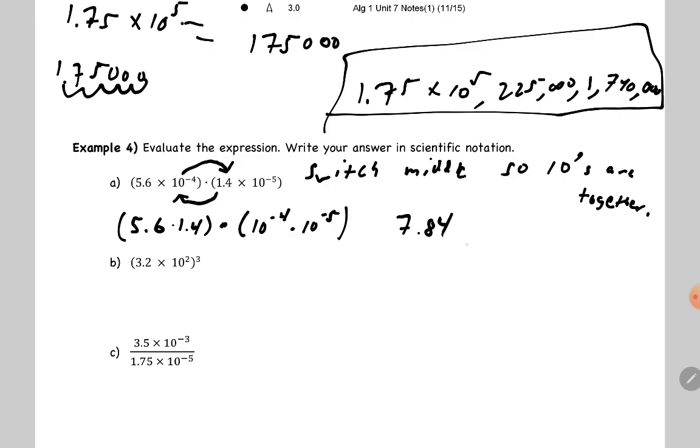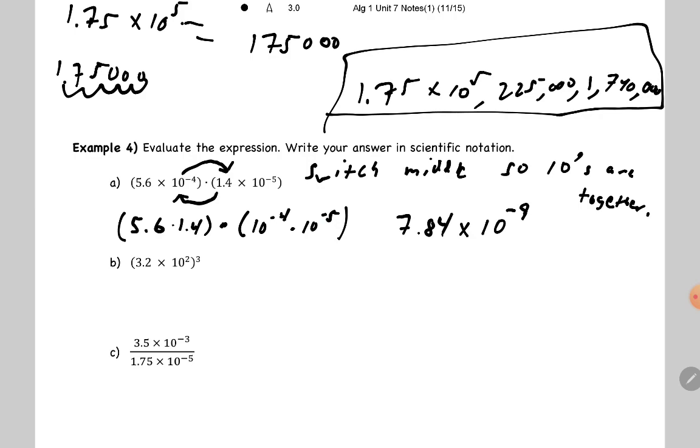And then we multiply 10 to the negative 4 times 10 to the negative 5. So this is times 10 to the negative 9. Because 10 to the negative 4th times 10 to the negative 5, when we're multiplying the same base, we add the exponents. So negative 4 plus negative 5 is 10 to the negative 9.